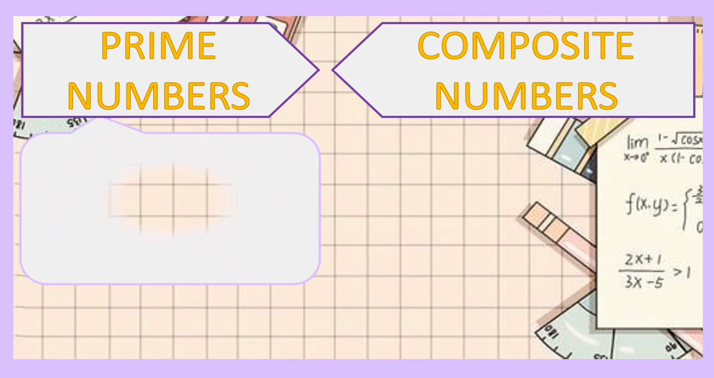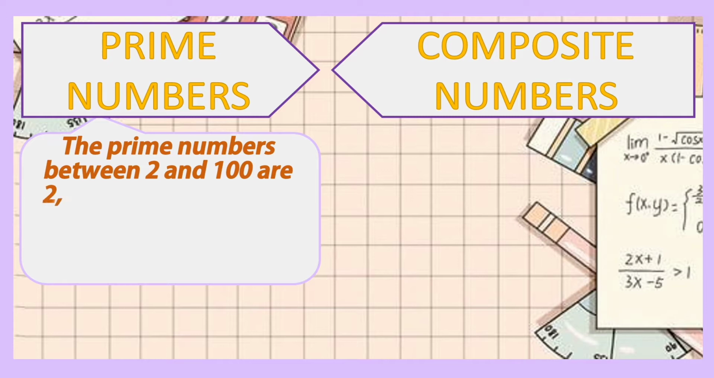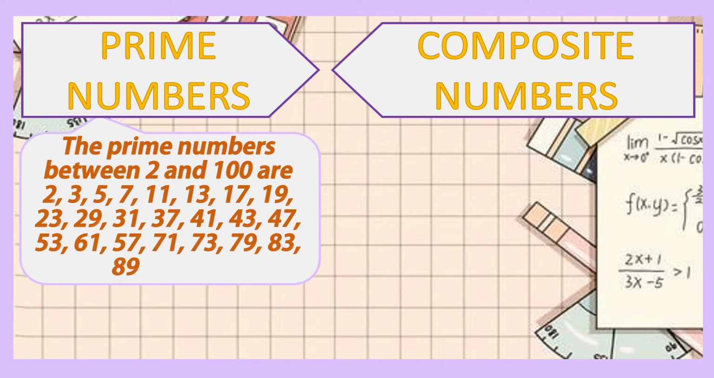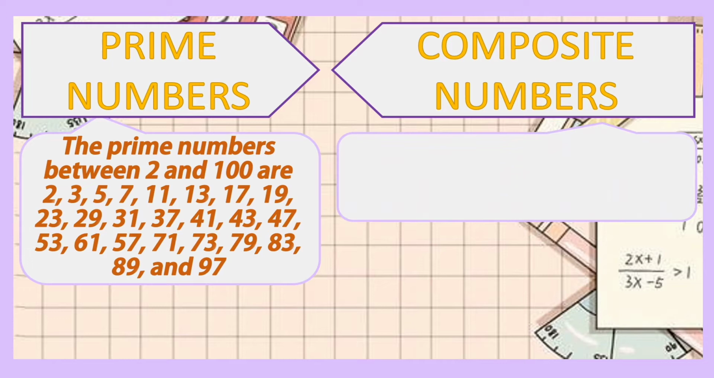The prime numbers between 2 and 100 are 2, 3, 5, 7, 11, 13, 17, 19, 23, 29, 31, 37, 41, 43, 47, 53, 61, 57, 71, 73, 79, 83, 89, and 97.